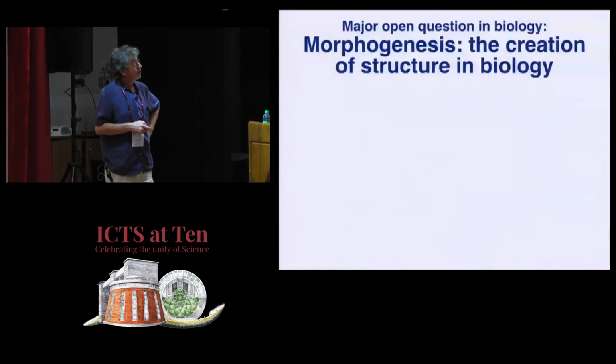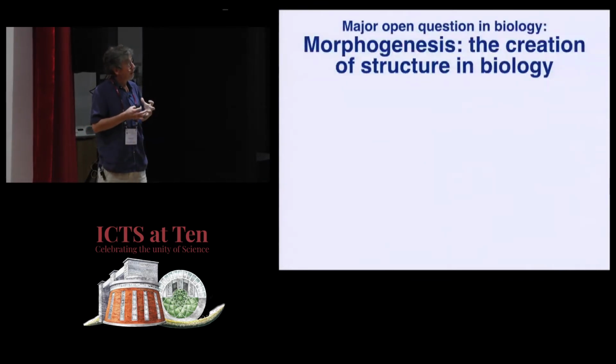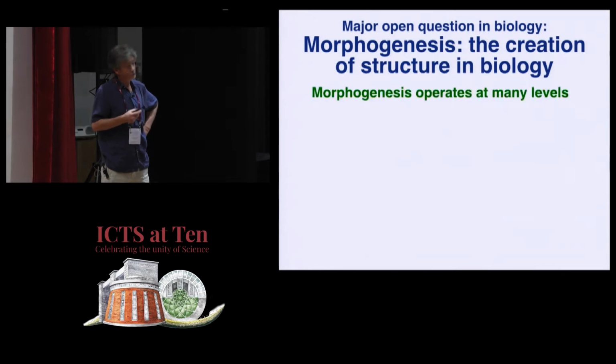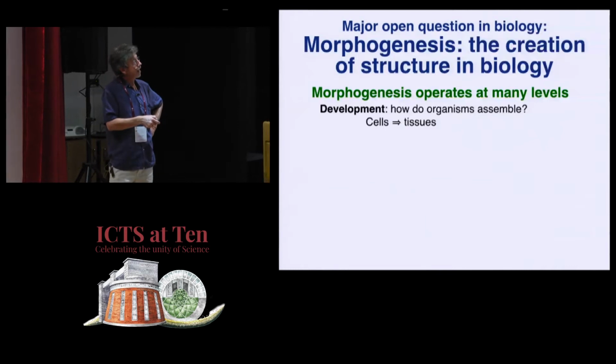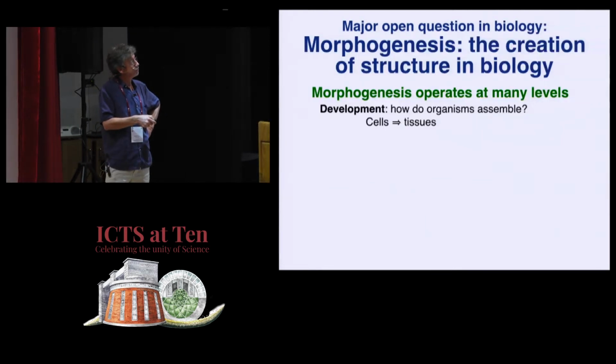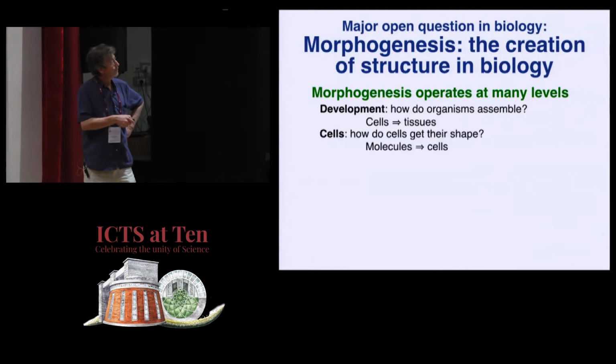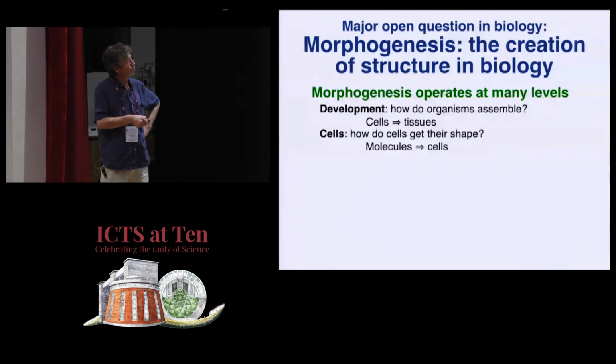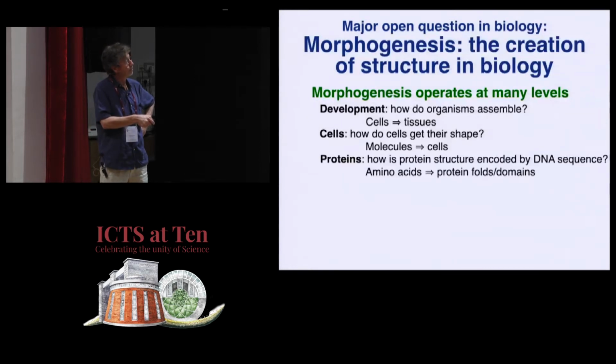Okay. So let me start now with some of what I regard as important open questions about morphogenesis. That's the creation of structure in biology. And morphogenesis operates at many levels. So in development, how do organisms assemble? How do cells form tissues? At the cellular level, how do cells get their shape? In other words, how do the molecules self-assemble into cells? And even at the protein level, how is protein structure encoded by DNA sequence?